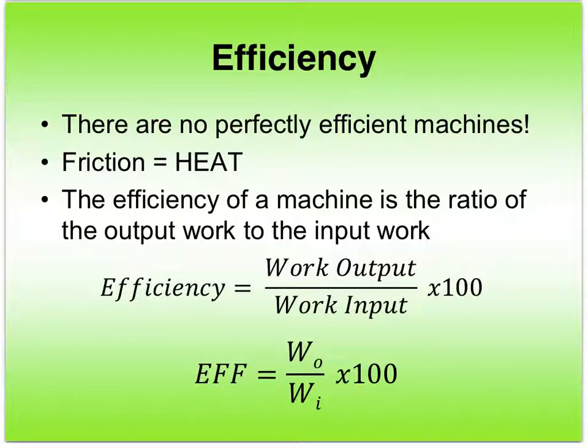Efficiency of a machine is the ratio of the output work, what you get out of it, compared to what you put into it. Now, you get out less than you put in because of friction, so you're going to get a number less than 100%. If we multiply this ratio by 100, we get a percentage. So efficiency is output work over input work times 100.